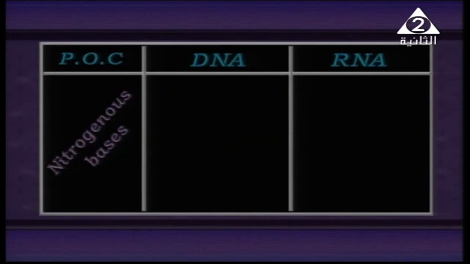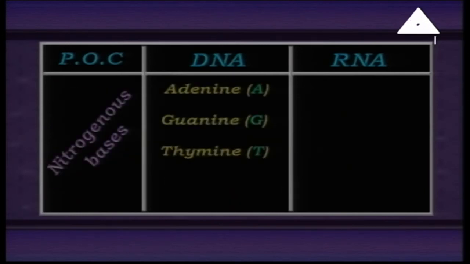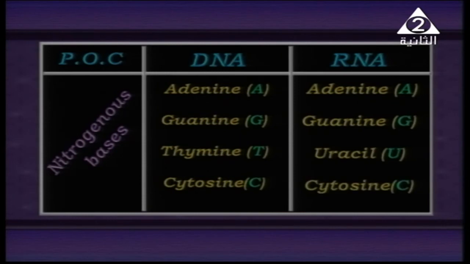Number 2, the nitrogenous bases. The nitrogenous bases in DNA are adenine A, guanine G, thymine T, and cytosine C. But in RNA, they are adenine A, guanine G, uracil U, and cytosine C. The difference here: in DNA, the nitrogenous base is thymine, but in RNA it is uracil.